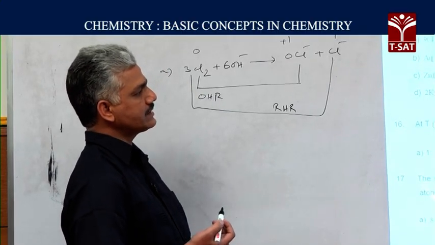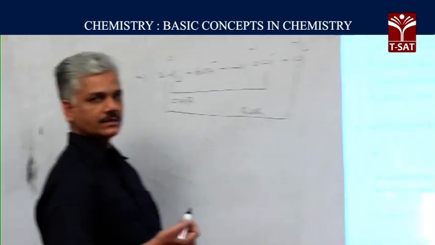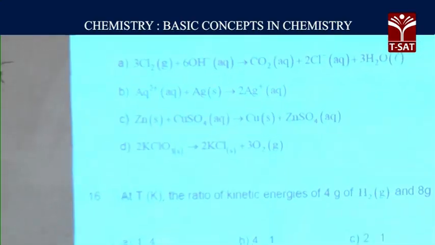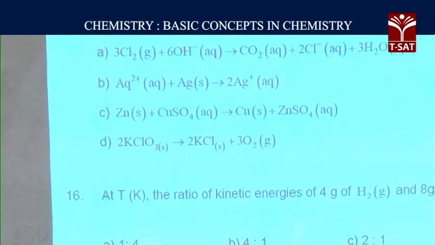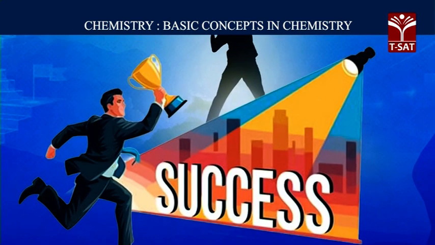In the second instance, silver oxidation state is only increasing. That means only oxidation is taking place. In the second reaction, zinc is undergoing oxidation while copper is undergoing reduction. In the last option, oxygen oxidation state is increasing, means it is undergoing oxidation, you can say. So, none of these options fit into the definition of disproportionation reaction. So, for this question, first option A can be taken as the correct answer.